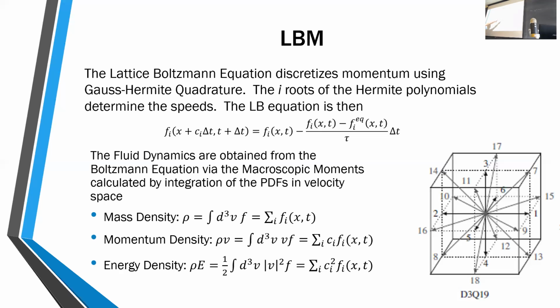We get the equilibrium equation. We do this as a collision operator. The viscosity is inside the relaxation time there. And then that tells us the new probability distribution function for the neighboring node.